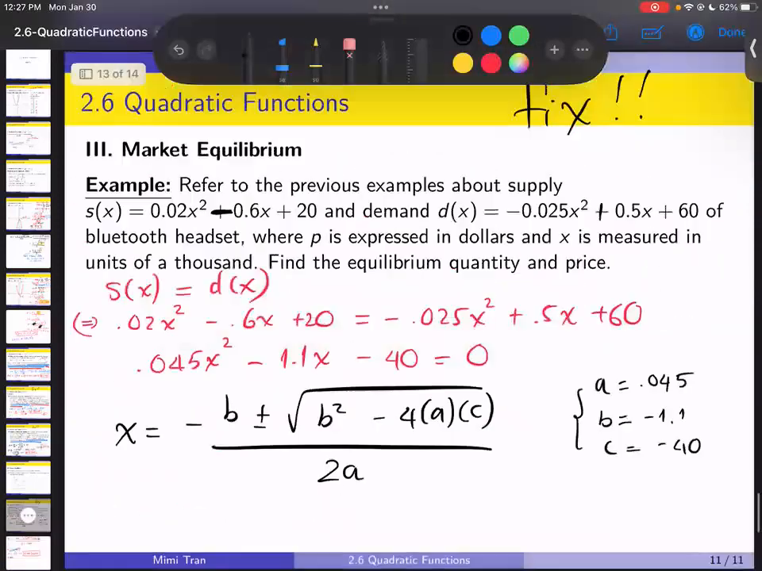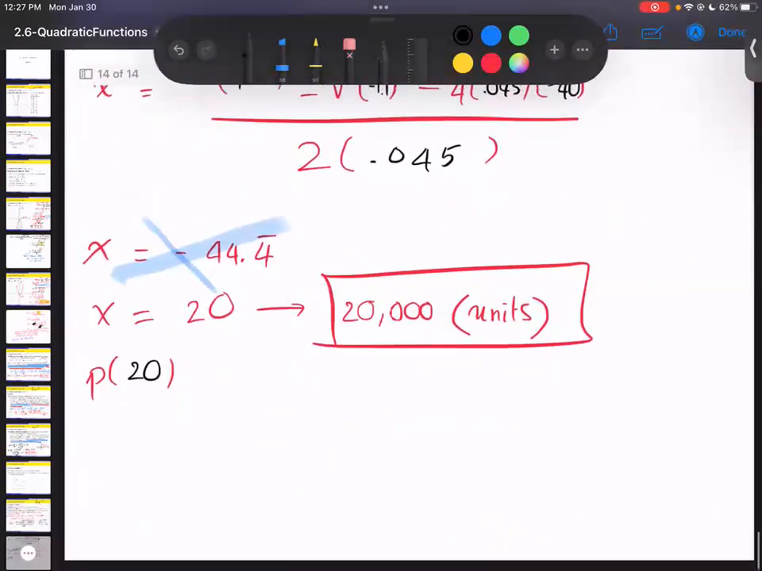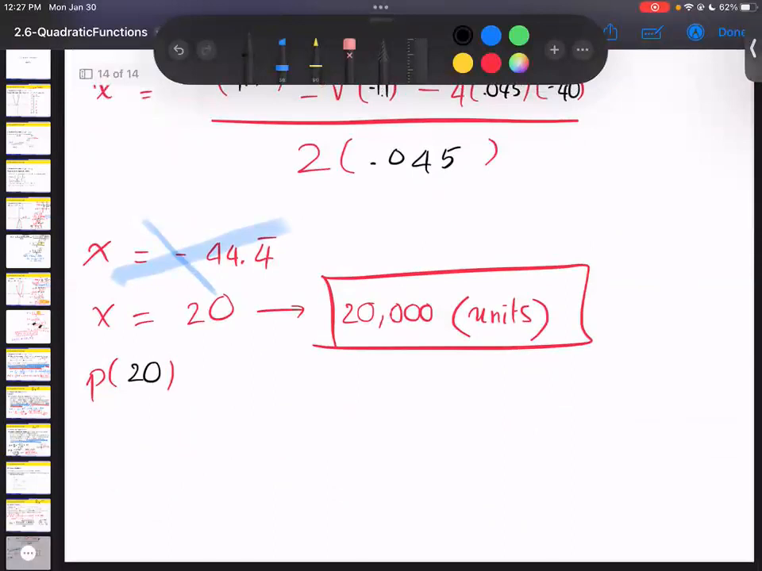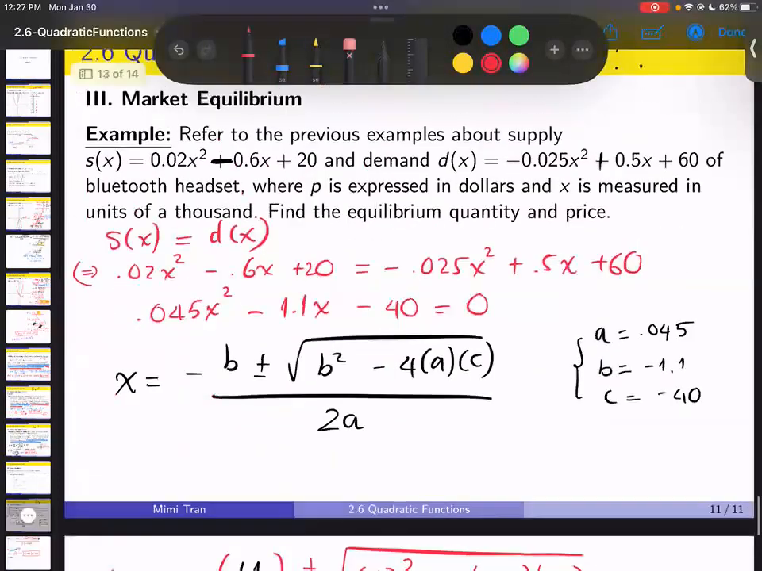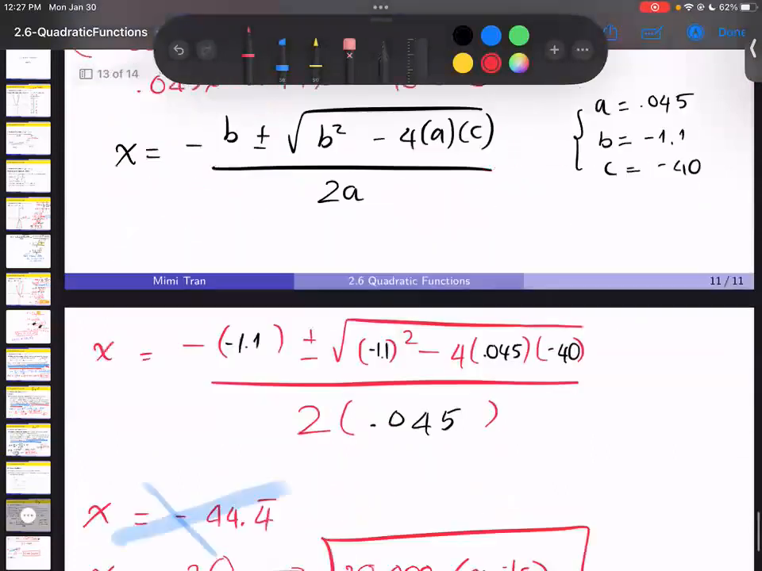Now, which one should I plug it in? Should I plug it in S of x or D of x? Or does it matter? Doesn't matter because they're equal. Remember, they're equal, right? The height should be the same. Pick the one that looks friendly to plug in. I'll pick the first one, so I'll pick S of x. Let me erase that. I'll say f of x equals 0.02x squared minus 0.6x plus 20.